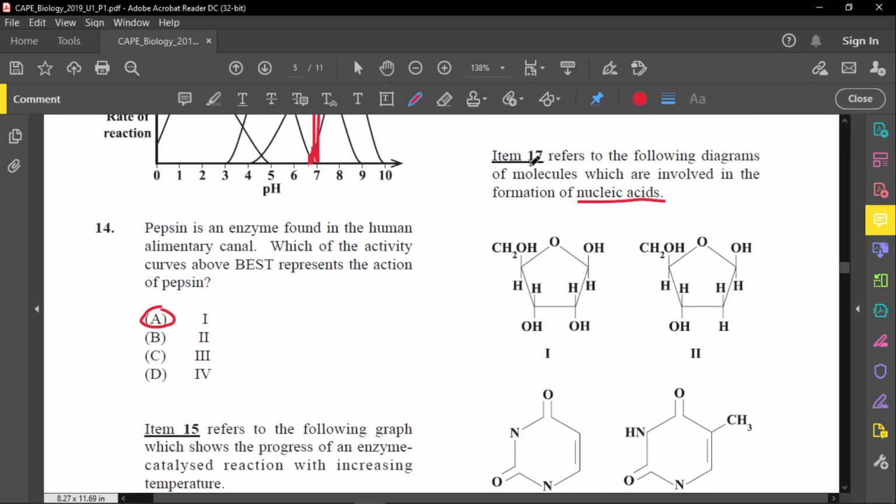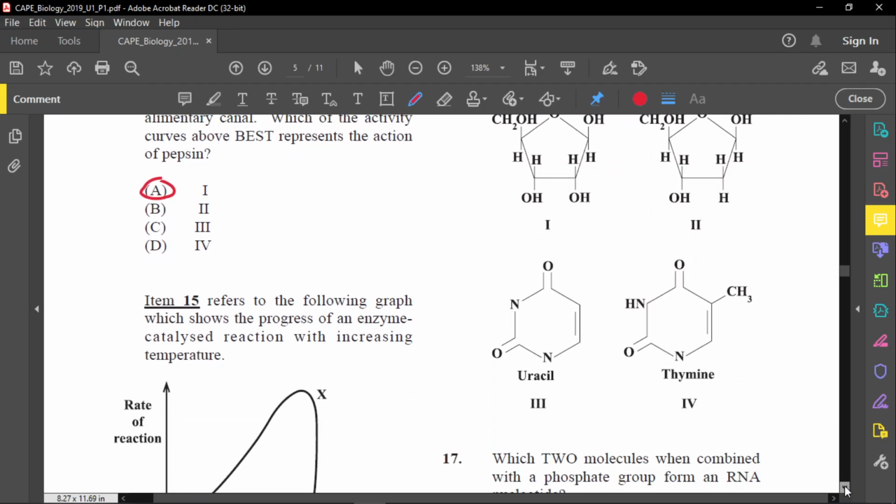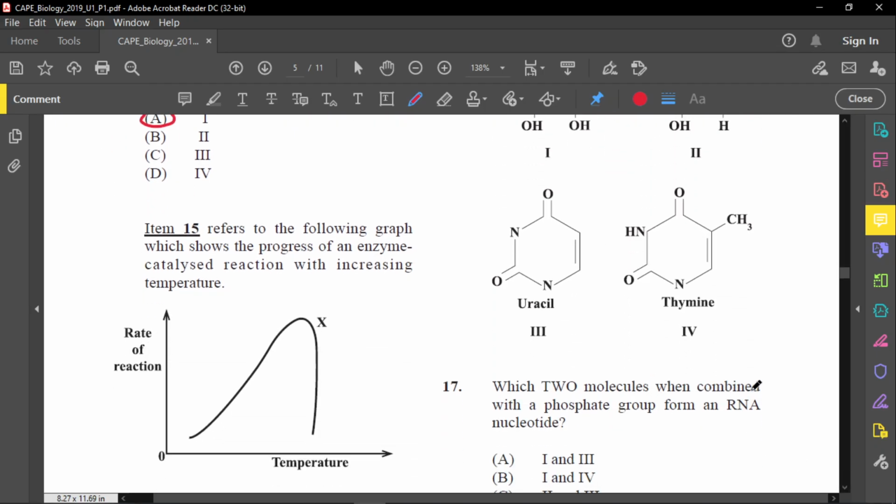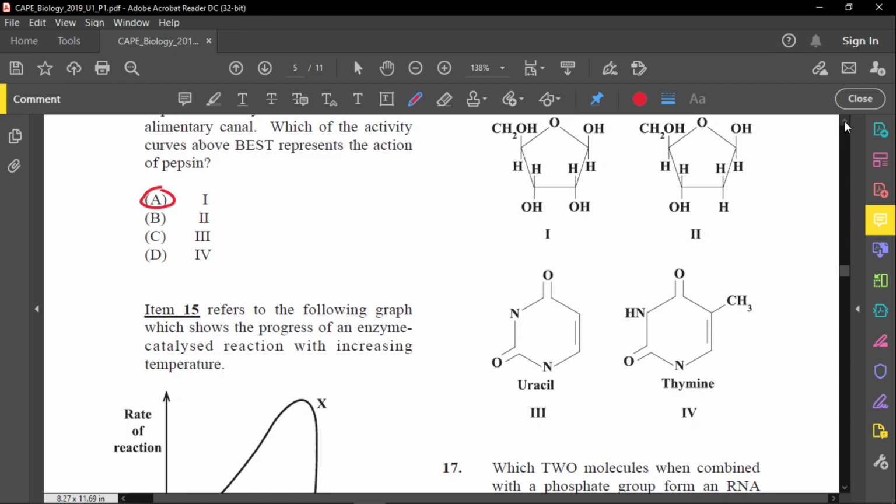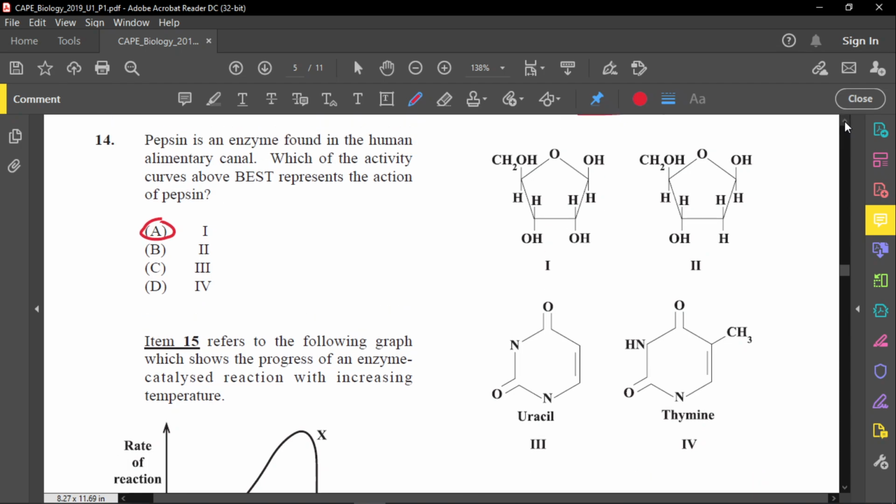It said, okay, there's no question there. The question, I think, is at the bottom. Let's go to the bottom and see what they're asking. It said, which two molecules, when combined with a phosphate group, form an RNA nucleotide? Looking for RNA nucleotide. Let's look at the structures now. The first thing I'm going to eliminate is the thymine.